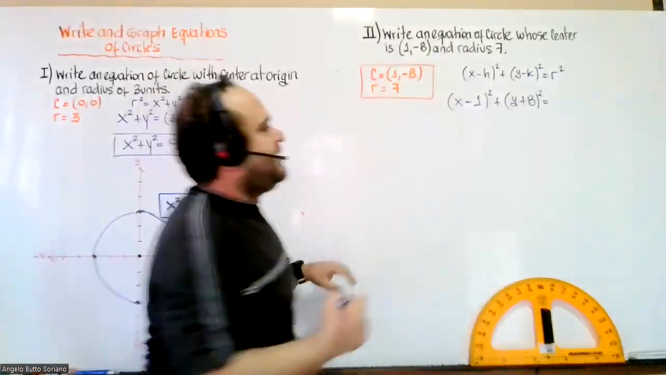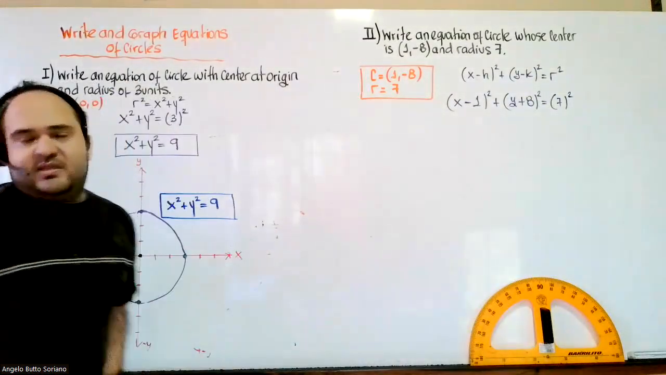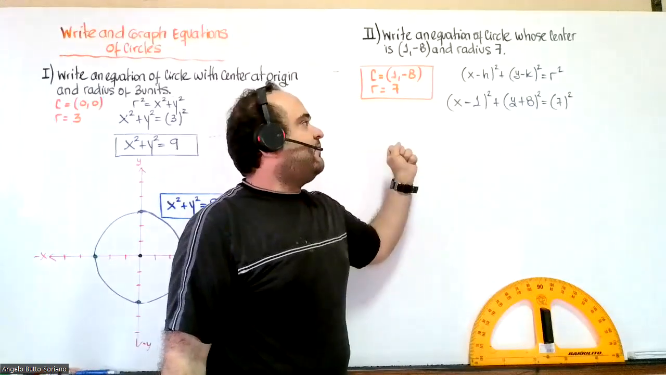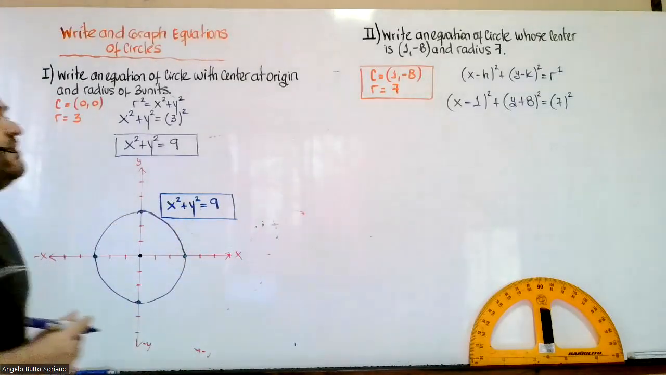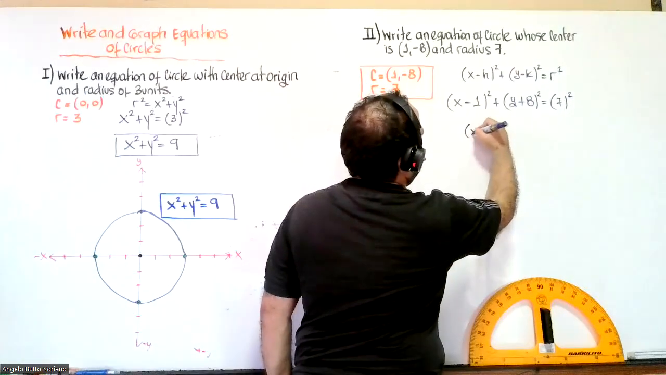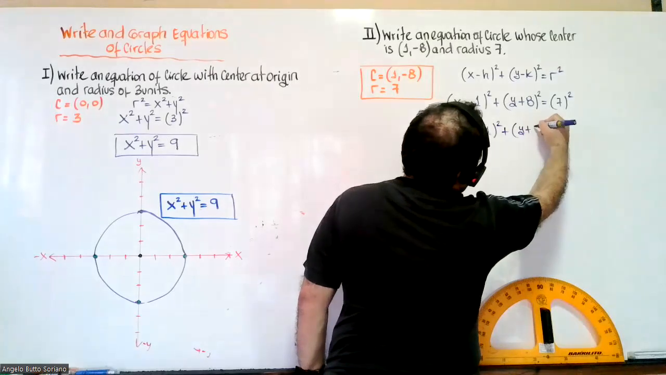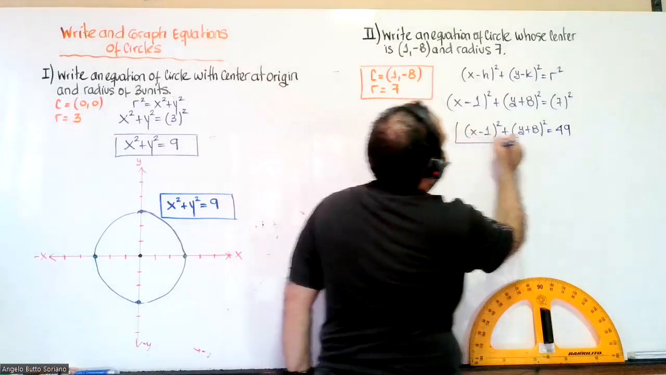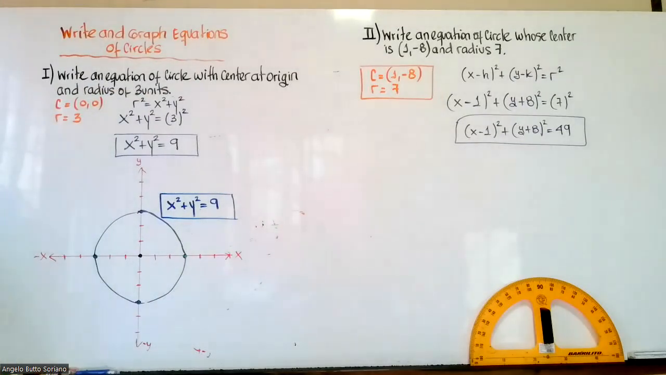And the radius will be 7 units squared. Because we have the standard equation of the circle, to finish this formula, the only thing we must do is square the number 7, and that will be 49. So the equation of the circle is (x - 1) squared plus (y + 8) squared equals 49. This is the equation in the standard form.